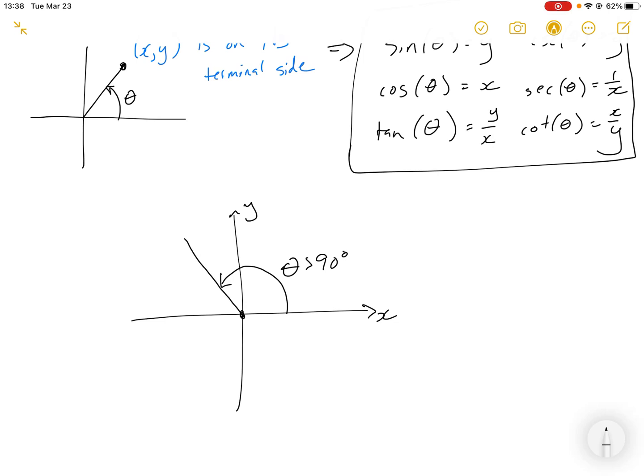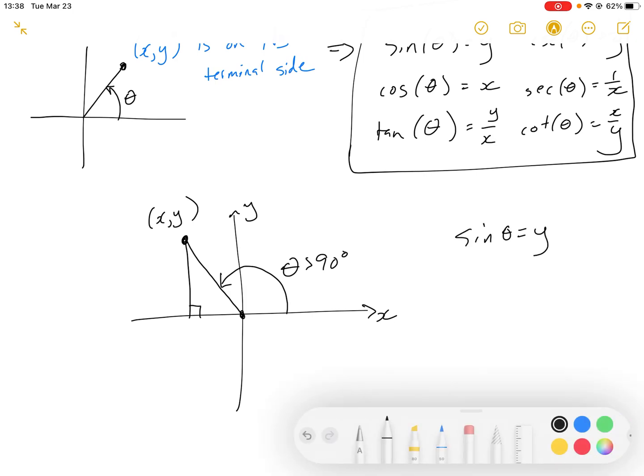If you put a triangle right here, and you find the coordinates of this point, let's call this x and y, these relationships still hold true. Even though this angle is actually greater than 90 degrees, sine of this angle theta is still equal to whatever coordinate this is right here.